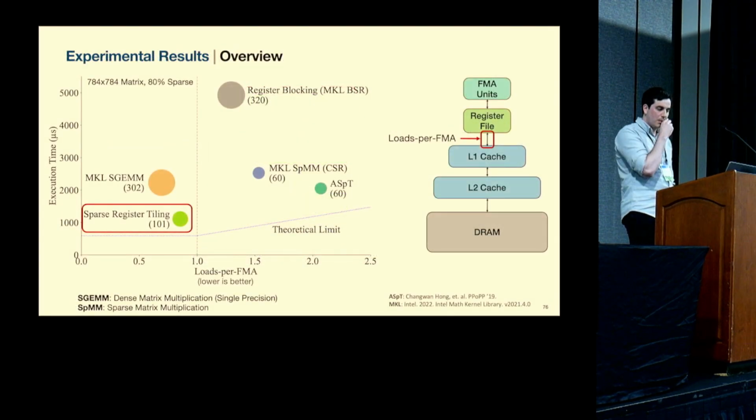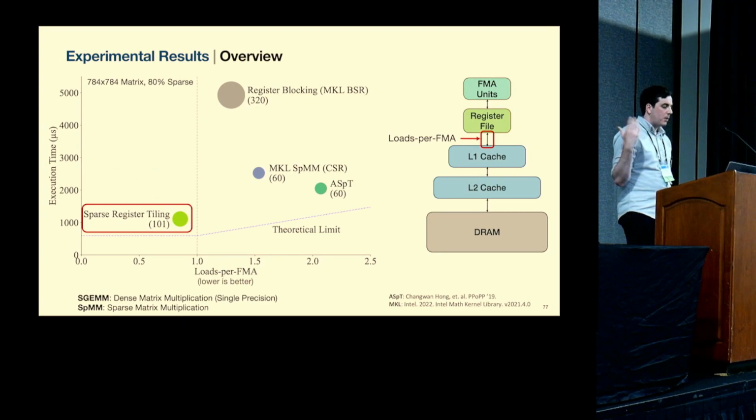Moving on to experimental results, here we have the results for our 784 by 784 80% sparse matrix. On the y-axis, we have our execution time, so in this case, lower is better. On the x-axis, we have loads per FMA, which is a measure of how efficient our register tiling is. It tells us how much traffic we have between L1 and the register file per unit of compute. In this case, lower is better, as we want less traffic per compute unit.